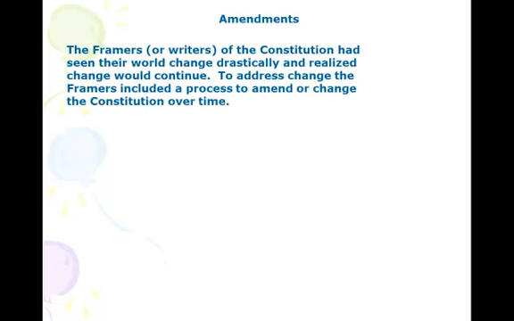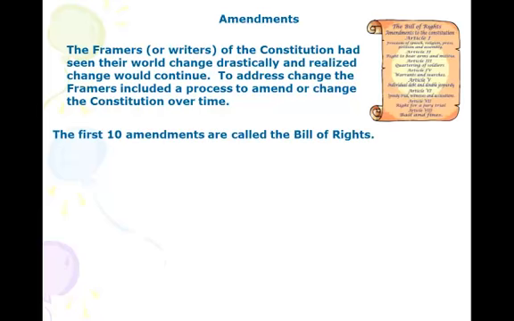The framers of the Constitution had seen their world change drastically, and they realized that change would continue. So to address this, the framers included a process to amend or change the Constitution over time. The first 10 amendments are called the Bill of Rights. They were added as an agreement between the Federalists and the Anti-Federalists in order to get the Constitution ratified or approved. The First Amendment guarantees freedom of religion, assembly, press, petition, and speech.